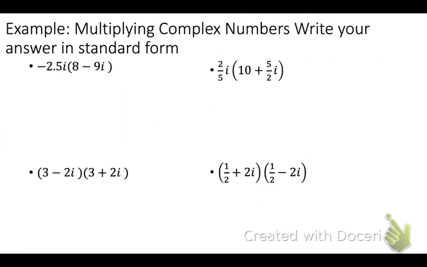Okay, so what if I ask you to multiply? Guess what you're going to do? Distribute. So I have negative 2.5i times 8. So 25 times 8. 8 quarters is how much? $2. So negative 20. Actually, it's negative 2, isn't it? No, 20 i.